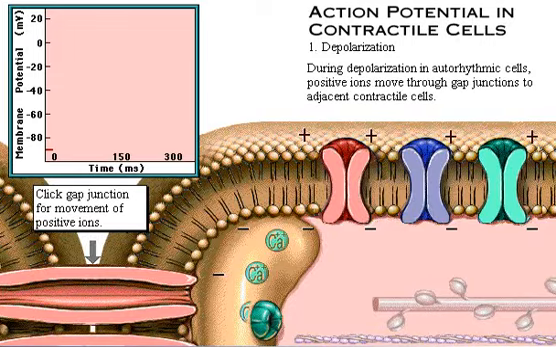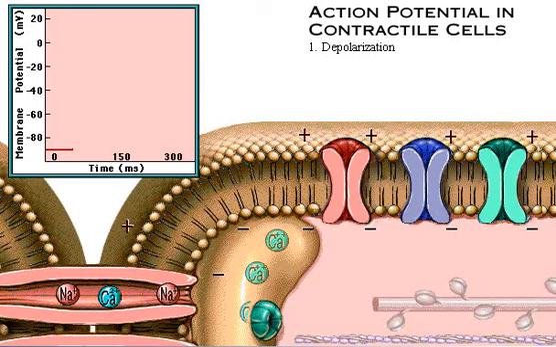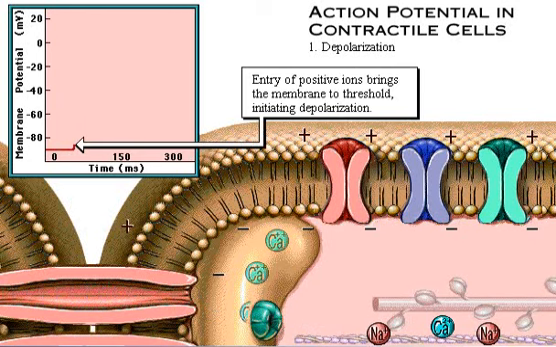During the depolarization in adjacent autorhythmic cells or contractile cells, a few positive ions move through the gap junctions into neighboring contractile cells. Click the gap junction to see the movement of positive ions. This entry of positive ions brings the membrane potential to threshold, triggering voltage-gated channels, and initiates depolarization.